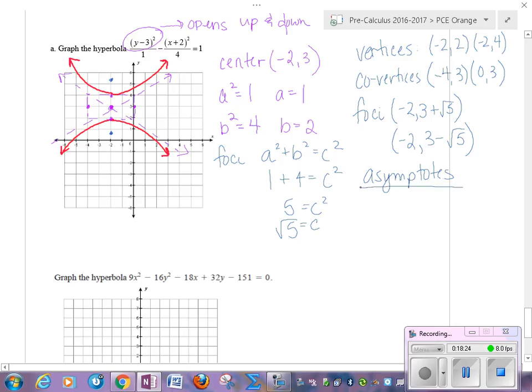Okay, so when you're looking at your asymptotes here, use the center as a point and then use your slope. It doesn't have to be in any specific form. It doesn't have to be point slope. It doesn't have to be slope intercept. So you're looking at a point of -2, 3.